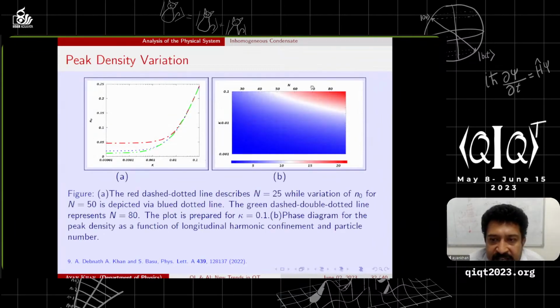So this is with particle number, and this is trap frequency strength, and you can say this is the phase diagram for the peak density. You see in this region, at high particle number, the peak density increases, so it moves into the solitonic region, and here you see that the peak density more or less remains constant. So this is the droplet region.